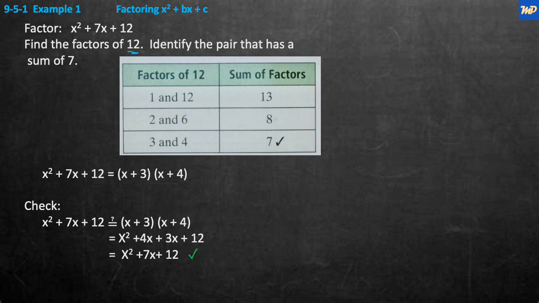So the factors of 12 are 1 and 12. We can add them together and get a 13. We can have a 2 and 6. We can add them together and get an 8. Or we can take the 3 and 4 and add them together and get a 7. And here's the check: it looks like the 7 is the answer because it's 7x. We're looking for a 7, and this is perfect. On top of that, it's a positive 7.